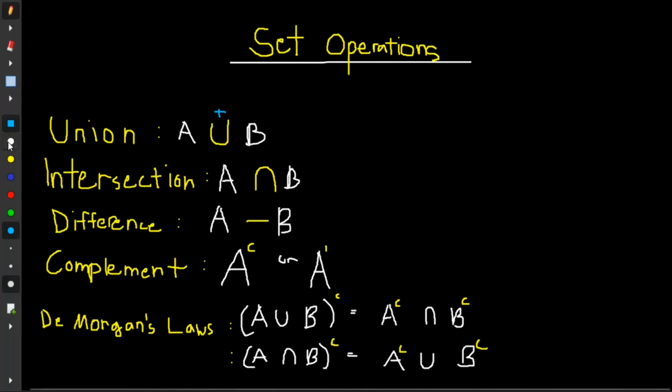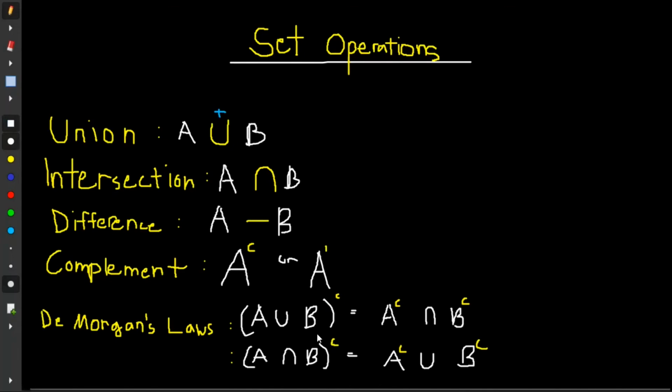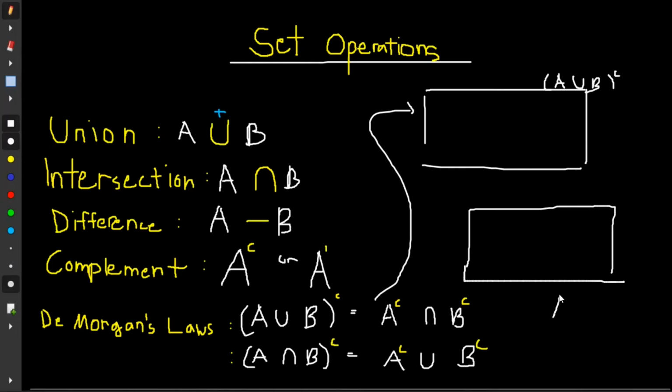We show the diagram only for the first one, since the idea for the second one is similar to the first one, and I will leave that as an exercise. So say we have this first set. This is the complement of A union B. And this is the A complement intersection B complement.